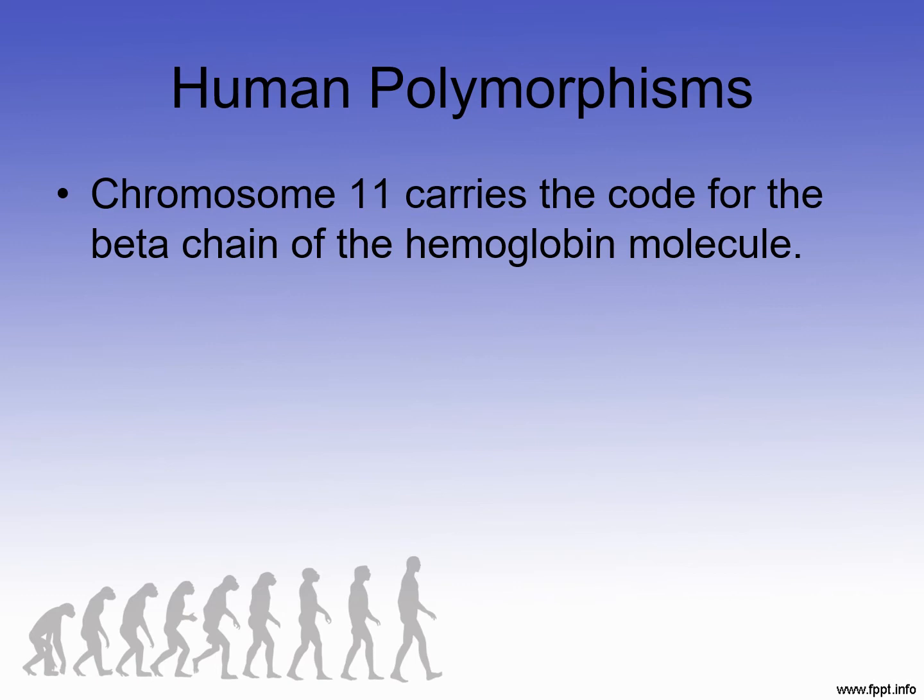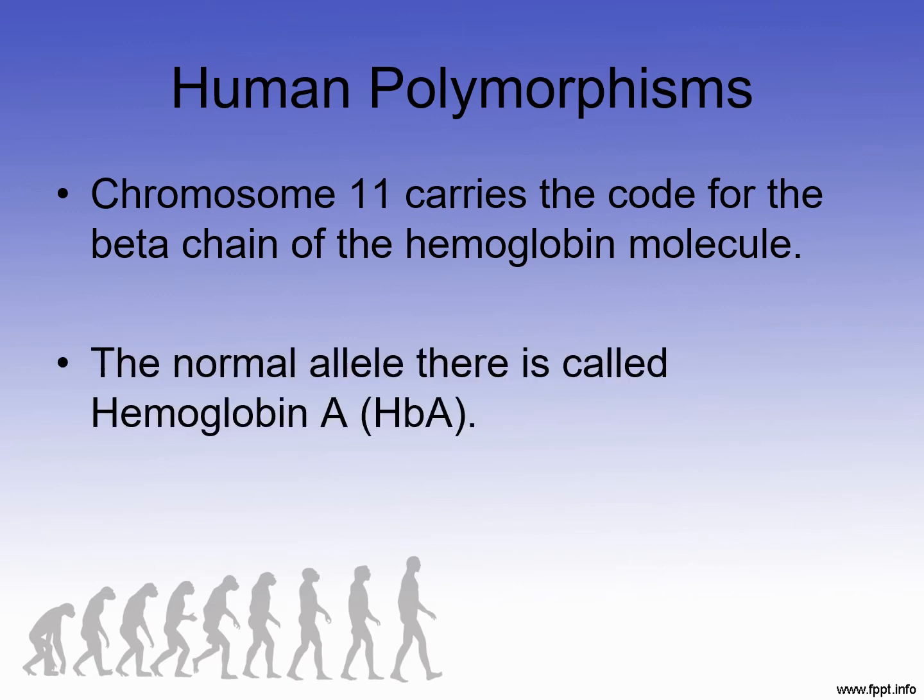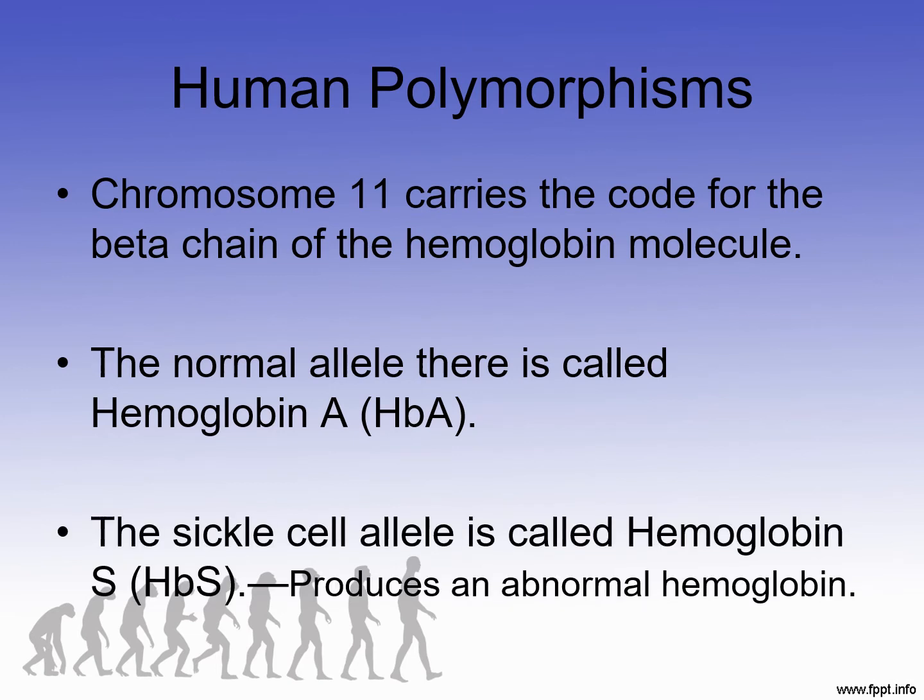So if we look at human polymorphisms that we see out in our own population, chromosome 11 carries the code for the beta chain of the hemoglobin molecule. The normal allele there is called hemoglobin A, or HbA. The sickle-cell allele is called hemoglobin S, which produces abnormal hemoglobin. And we'll talk a little bit about the effects of sickle cell and why sickle cell anemia and sickle cell disease exist in human populations.